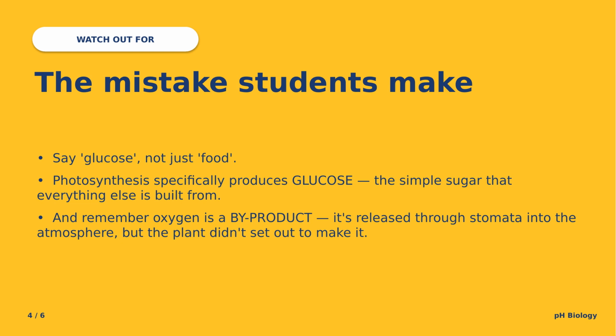Common slip. Say glucose, not just food. Photosynthesis specifically produces glucose, the simple sugar that everything else is built from. And remember, oxygen is a byproduct. It's released through stomata into the atmosphere, but the plant didn't set out to make it.